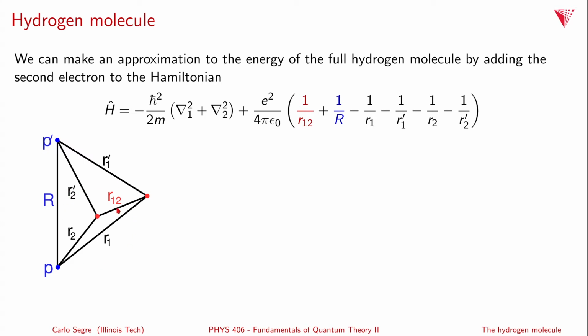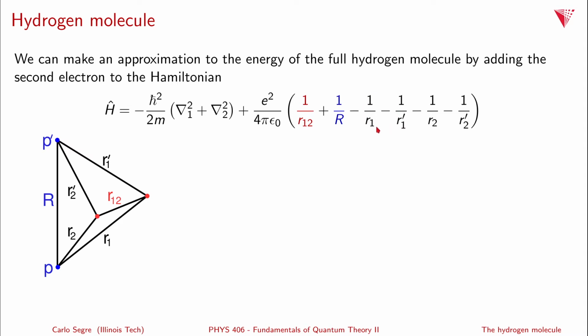And then we have R12, which is the distance, or the vector, between the two electrons. The Hamiltonian now includes a few more terms. We now have the kinetic energy with the Laplacian for electron 1 plus the Laplacian for electron 2. The potential energy has the same common form on the front, which is e squared over 4 pi epsilon naught. And now we have 6 terms.